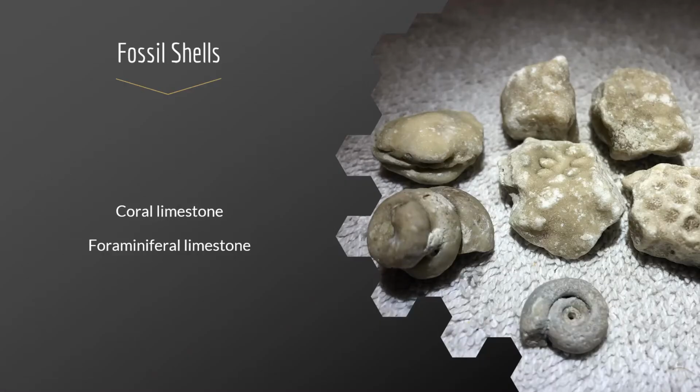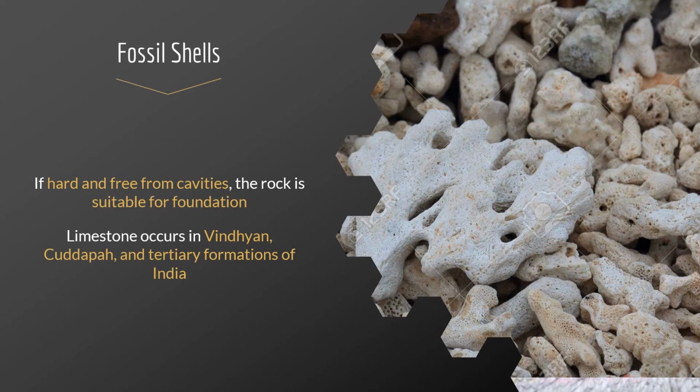Another constituent of limestone are fossil shells. So fossil shells are frequent in many varieties of limestone, for example, Kora limestone and foraminifera limestone, as you can see in the photo. Limestone goes into solution and may form large caverns, which are of great concern when present in a reservoir project. So if hard and free from cavities, the rock is suitable for foundation.